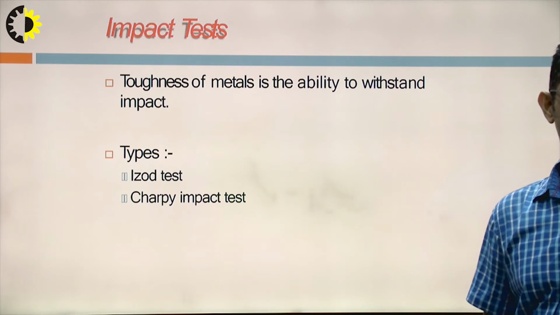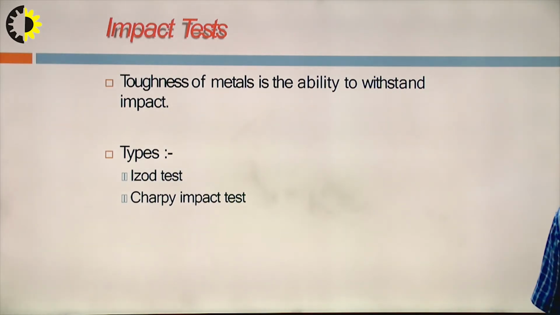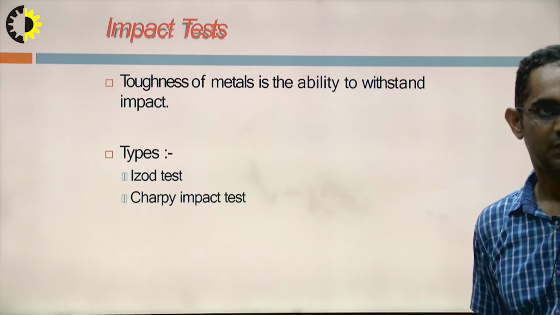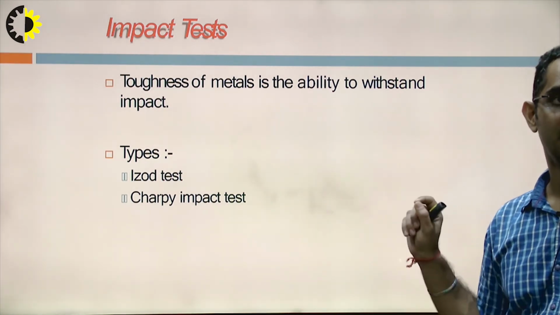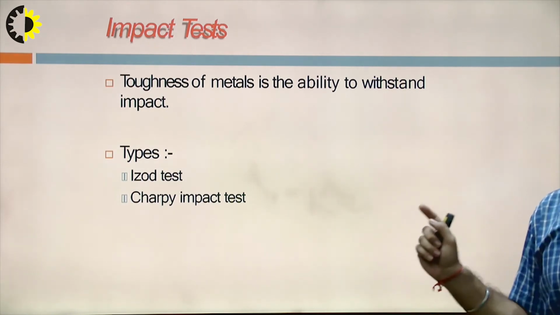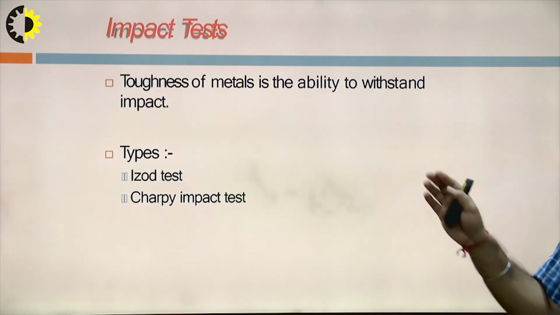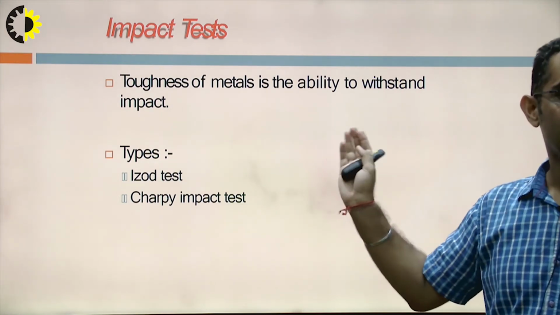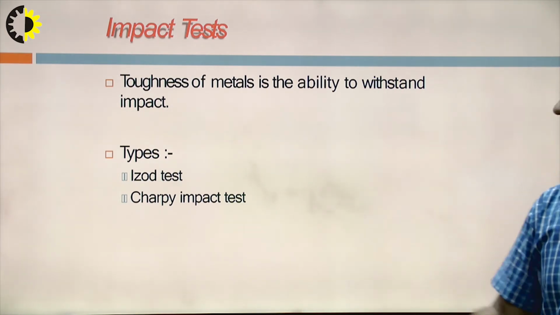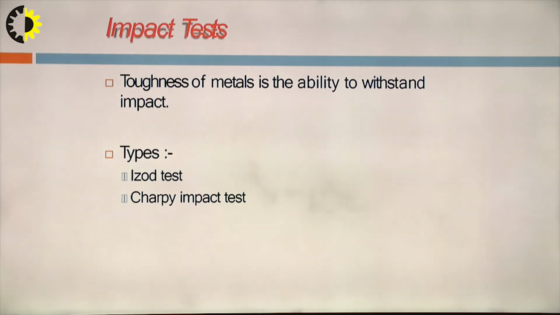Next is the impact test. The toughness of a material is its ability to withstand impact. Toughness of the metal is the ability to withstand the impact. So this is the impact test.